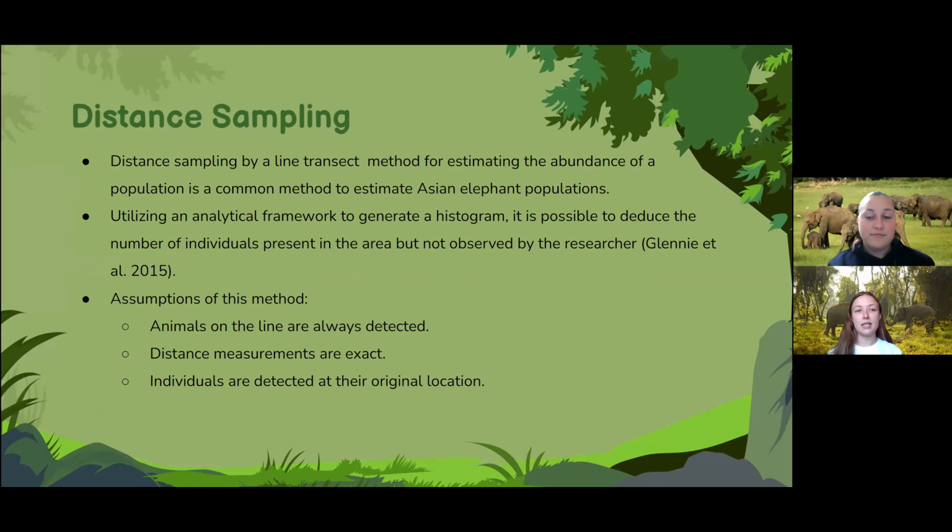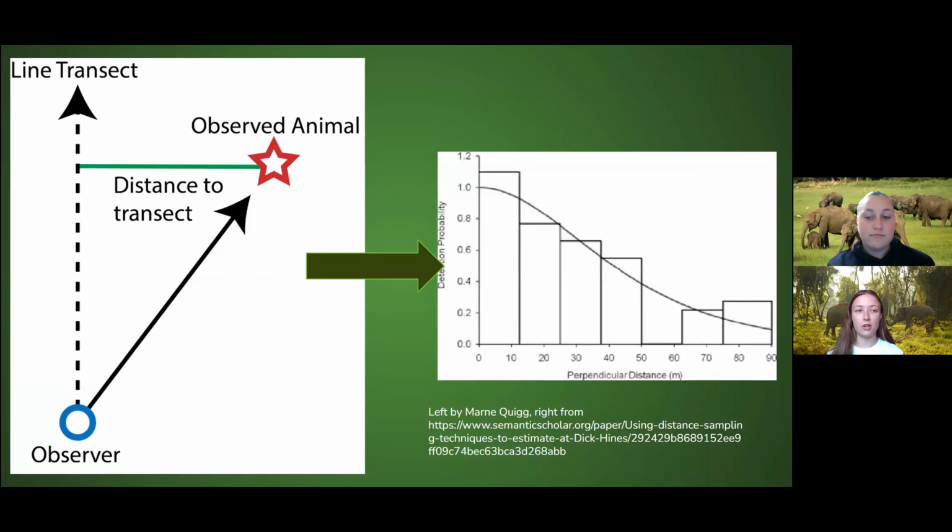Distance sampling is a form of sampling in which someone traverses a line transect and counts the number of individuals within sight. The assumptions of this method are animals on the line are always detected, distance measurements are exact, and individuals are detected at their original location and not spooked by the observer.